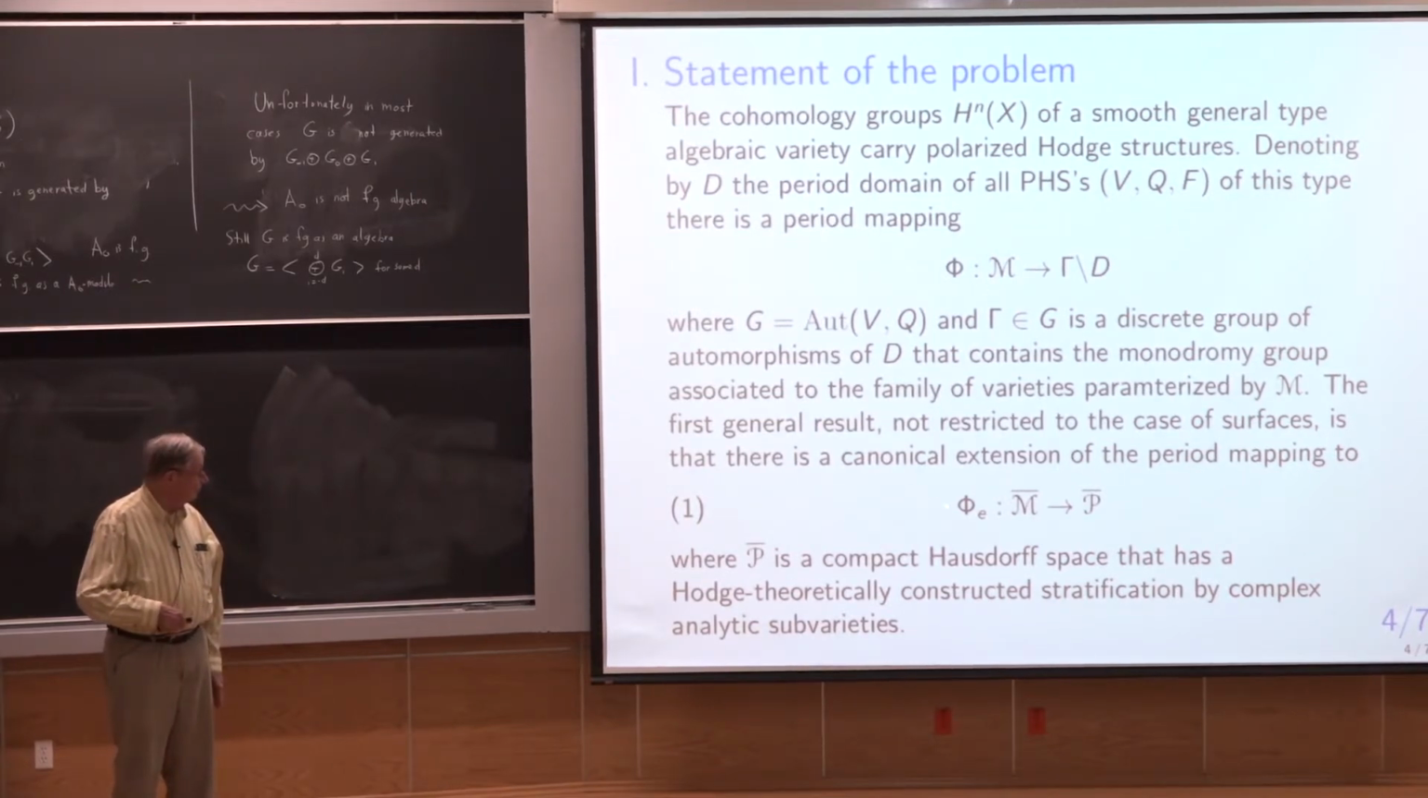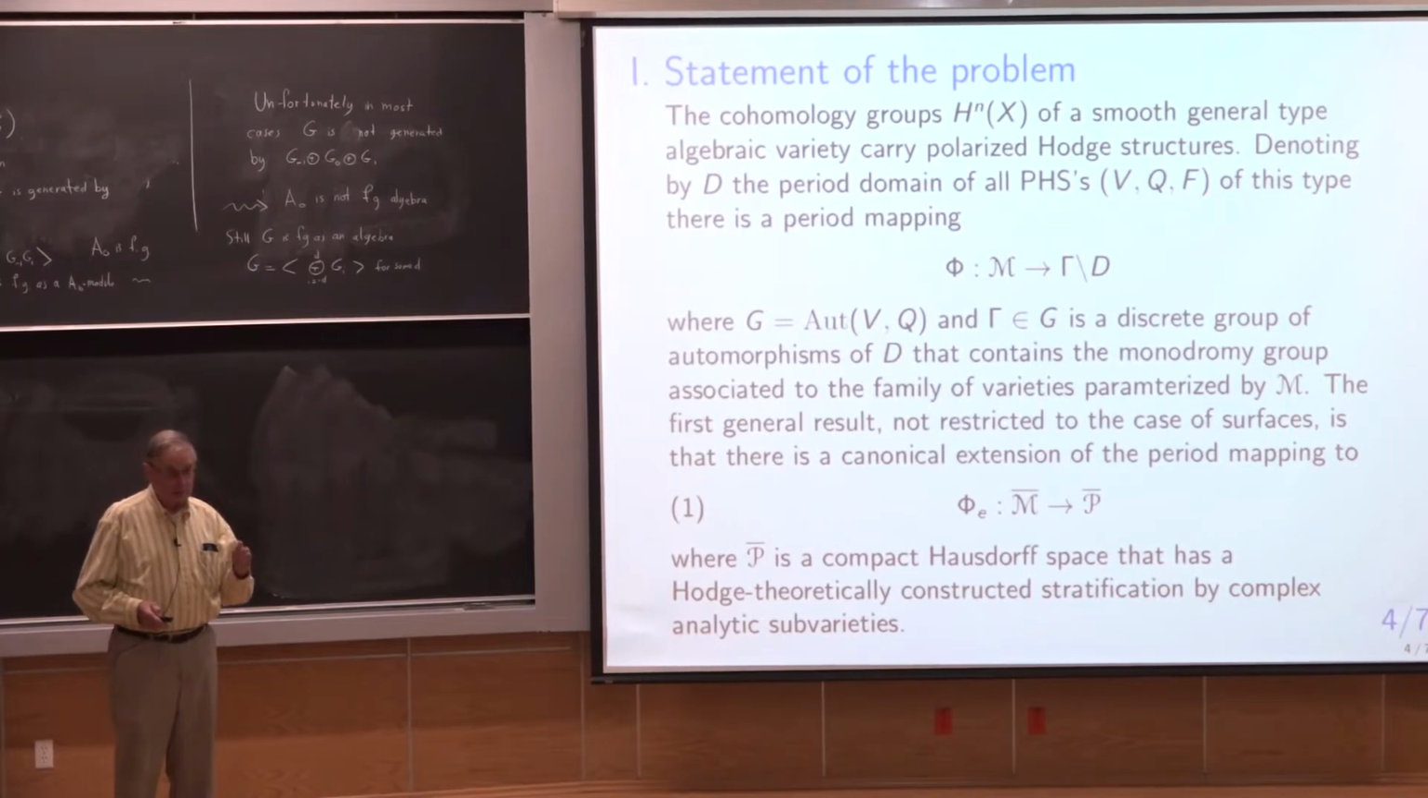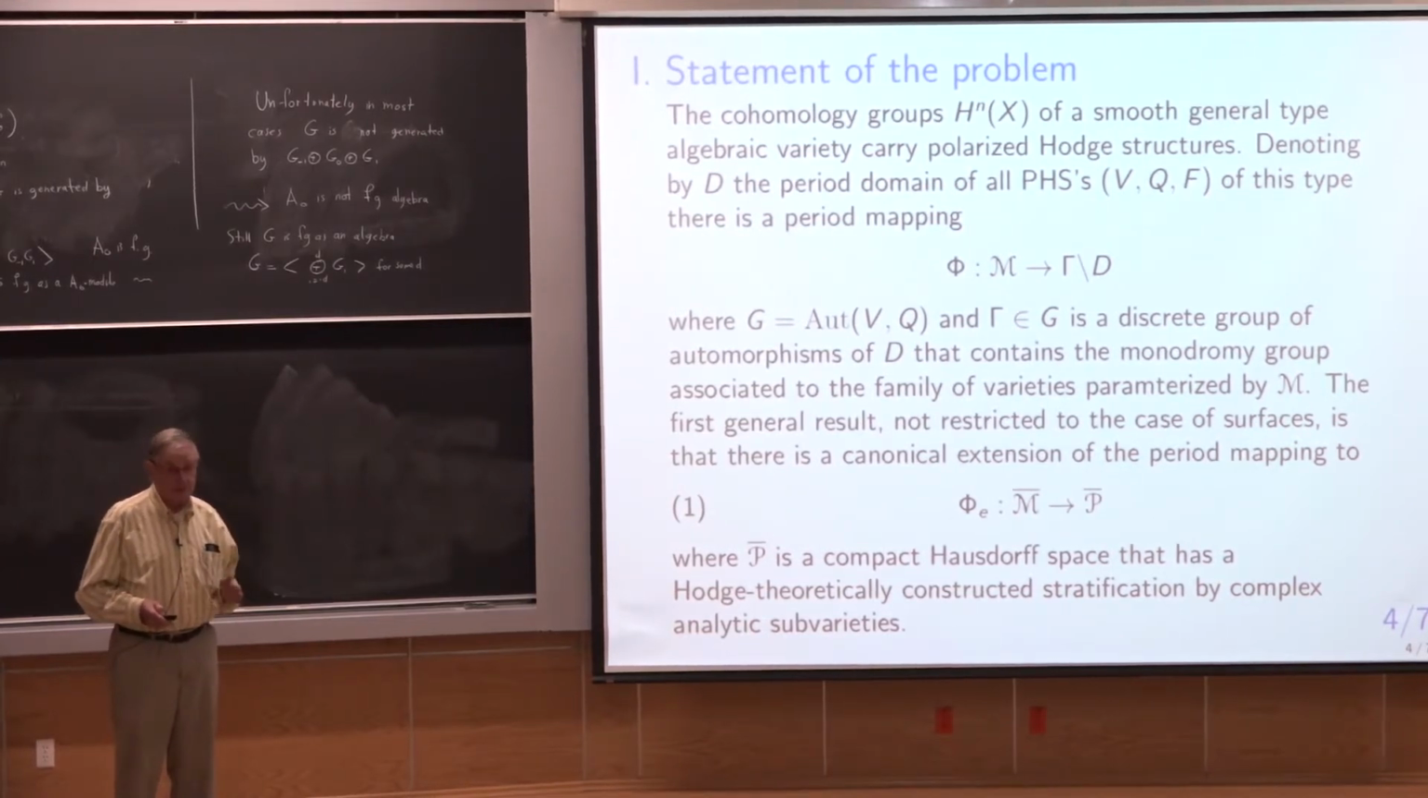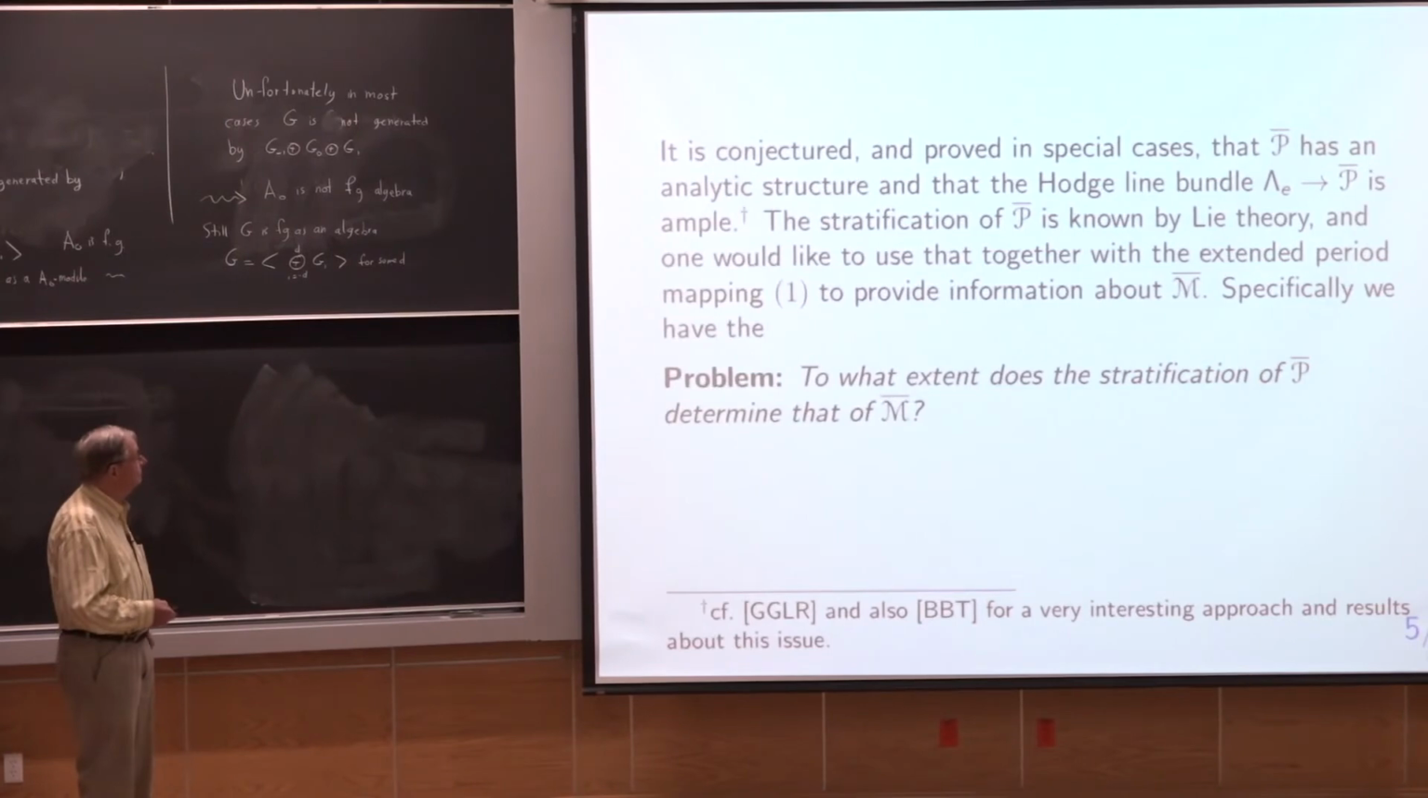So here there's a canonical extension to the compactified moduli space. This is not yet proved to be what you expect it to be, a projective variety, but it has all the properties, as far as this problem goes, that one needs for that.